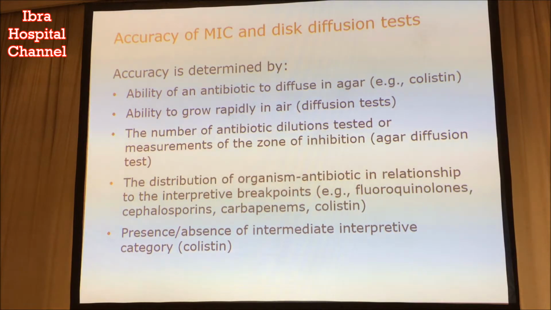And finally, the presence or absence of an intermediate category. The graph I showed you had an intermediate category between resistant and susceptible. Well, for some antibiotics, and colistin is the best example, there is no intermediate category. And because the organisms are distributed near the interpretive breakpoint, small shifts in your testing results could shift the organism from susceptible to resistant, or resistant to susceptible. That's one of the reasons why we have a lot of problems doing susceptibility tests with colistin.